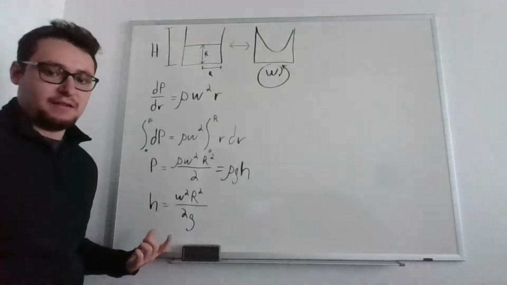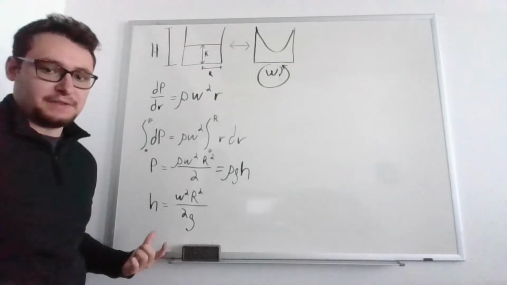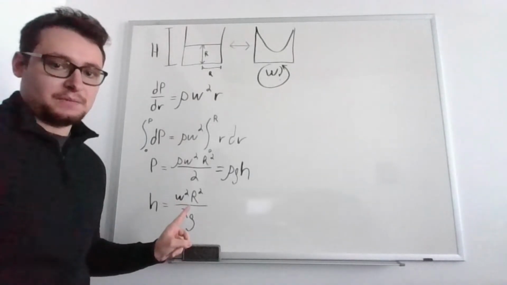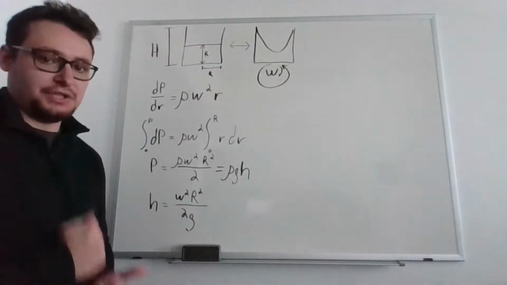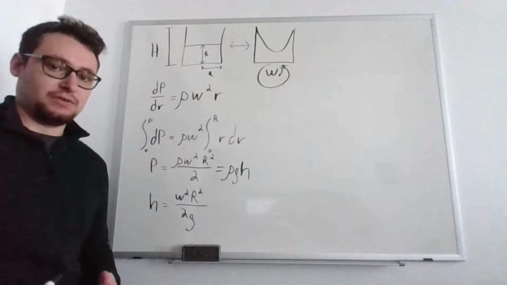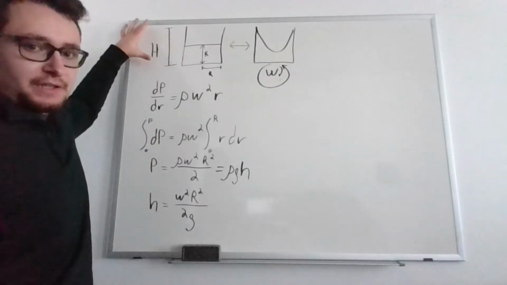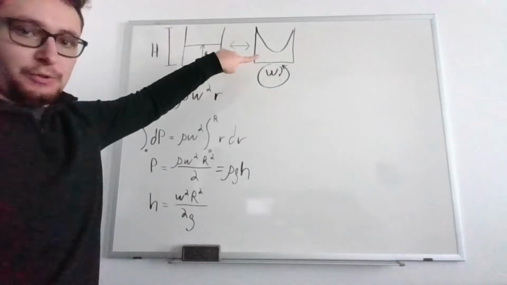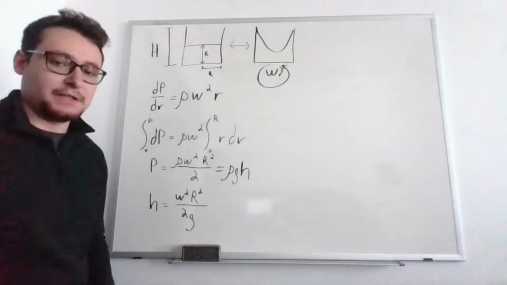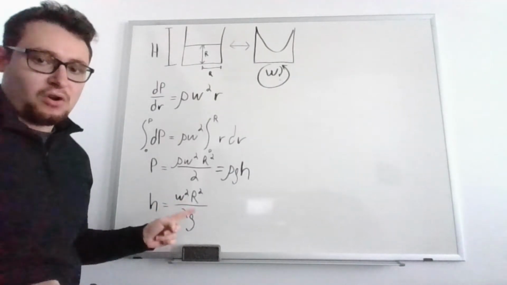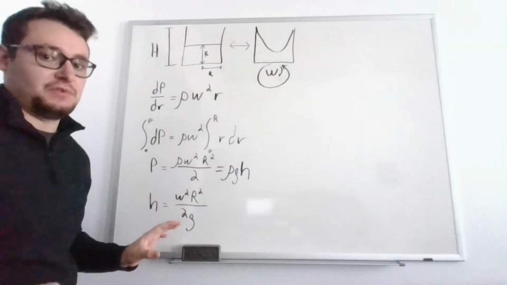So we get that this height, and I'll explain that in a second, is equal to the angular velocity squared times radius squared over 2g. G is obviously gravitational acceleration. This height, however, is not the height of the container, it is the height of the fluid. Now, I'm going to explain this a bit more because you'll notice that if r is 0, everything becomes 0.